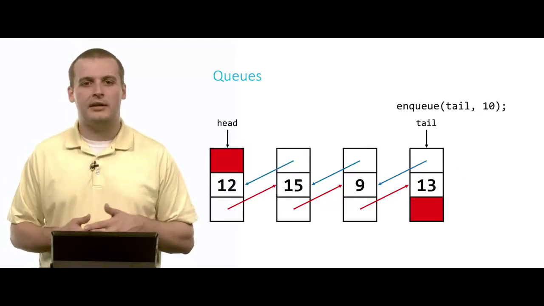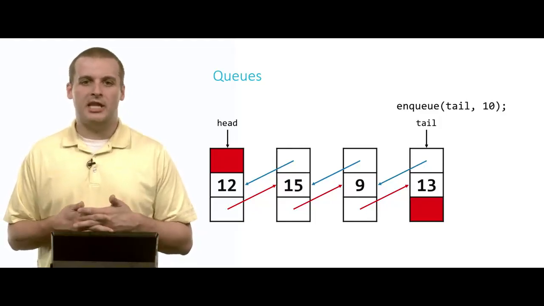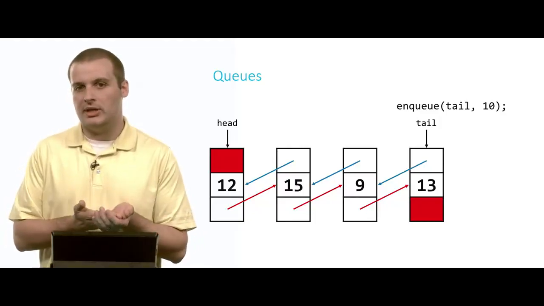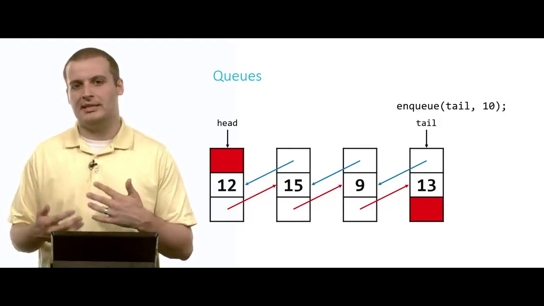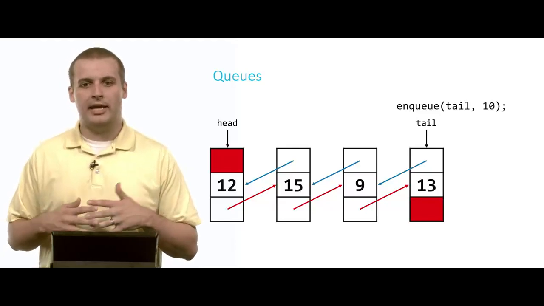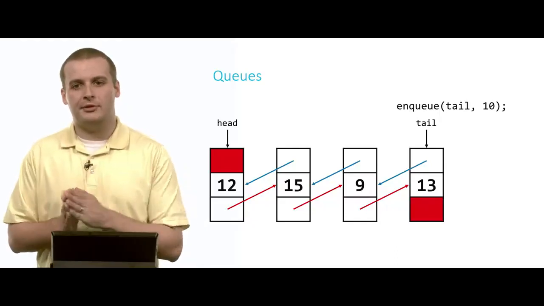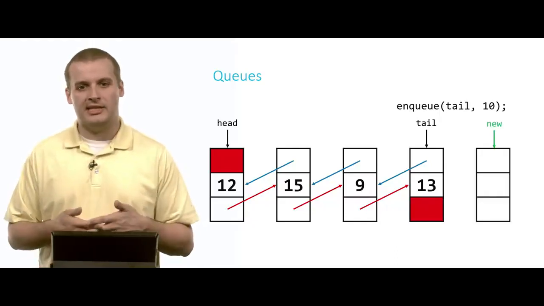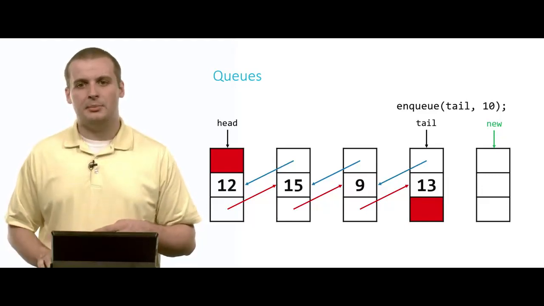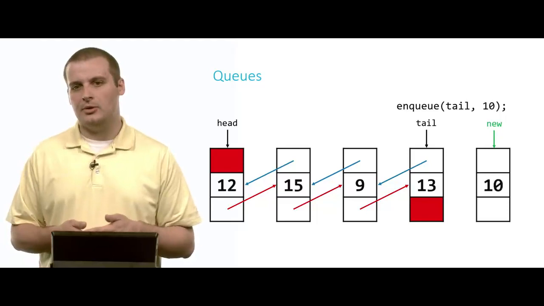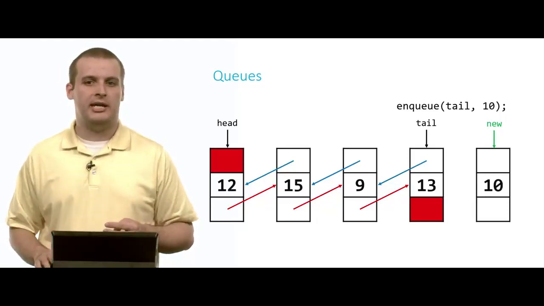We want to add the element 10 to the end of this queue. So the oldest element here is represented by head. That's the first thing we put into this hypothetical queue. And tail, 13, is the most recently added element. So if we want to enqueue 10 into this queue, we want to put it after 13. We're going to dynamically allocate space for a new node and check for null to make sure we didn't have a memory failure. Then we're going to place 10 into that node. And now we just need to be careful about how we organize pointers so we don't break the chain.